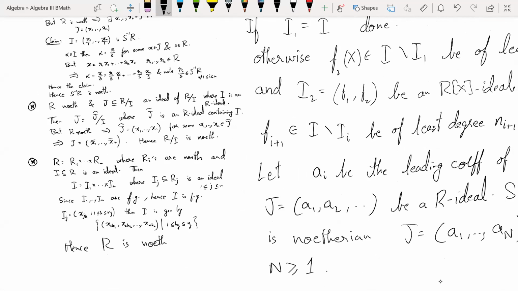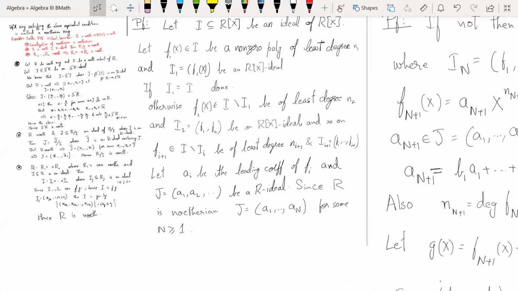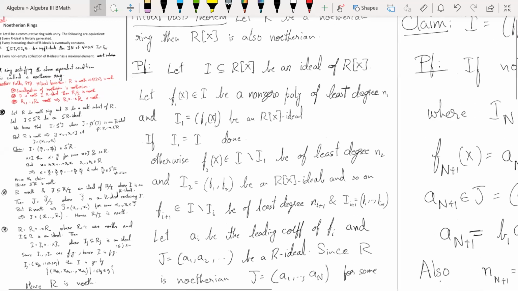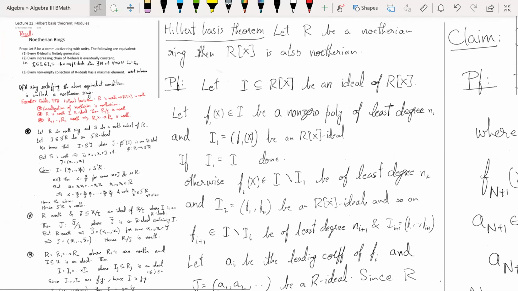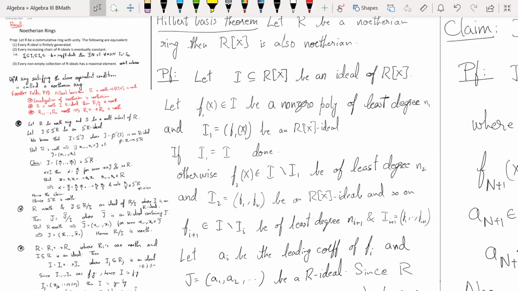So this is proving the trivial parts of this statement. That is okay. So I went over the line. Okay. So proving these last three statements, and the next one is the Hilbert basis theorem. So you'll see the proof of the Hilbert basis theorem now.